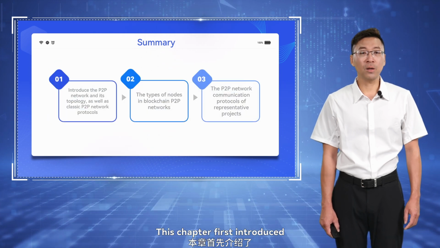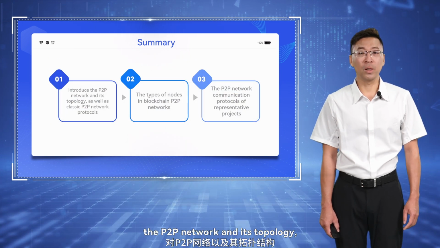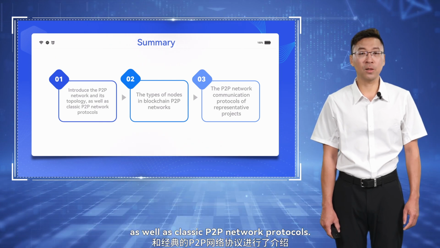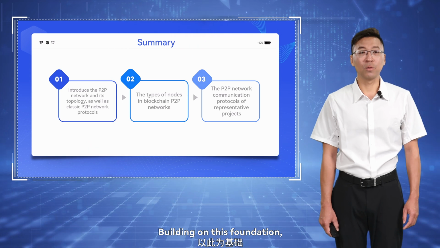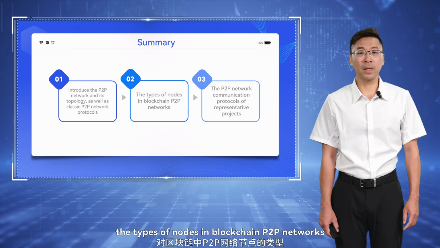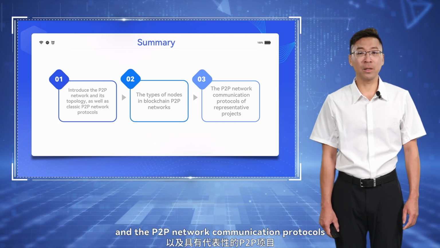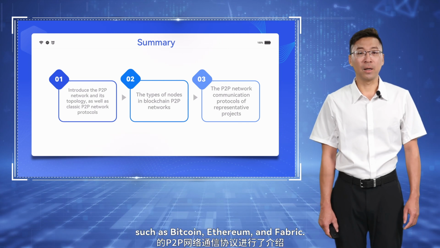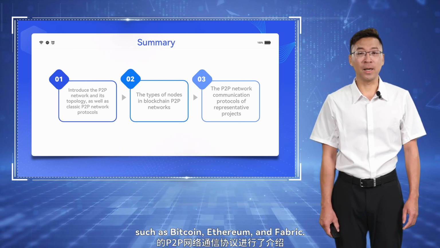This chapter first introduced the P2P network and its topology, as well as classic P2P network protocols. Building on this foundation, the chapter further discussed the types of nodes in blockchain P2P networks and the P2P network communication protocols of representative projects such as Bitcoin, Ethereum, and Fabric.